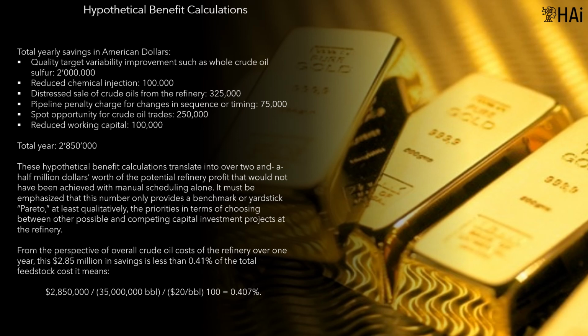been achieved with manual scheduling alone. It must be emphasized that this number only provides a benchmark or yardstick to rank, at least qualitatively, the priorities in terms of choosing between other possible and competing capital investment projects at the refinery. From the perspective of overall crude oil costs of the refinery over 1 year, this $2.85 million in savings is less than 0.41% of the total feedstock cost.